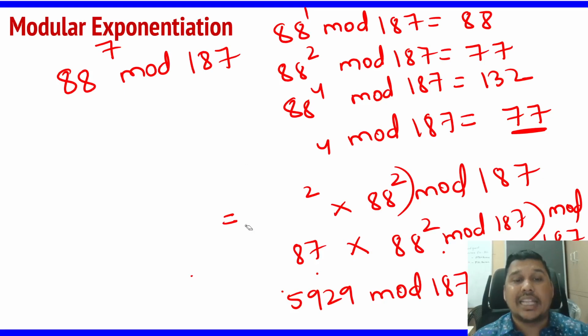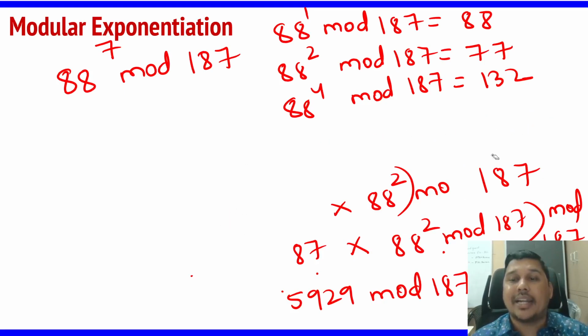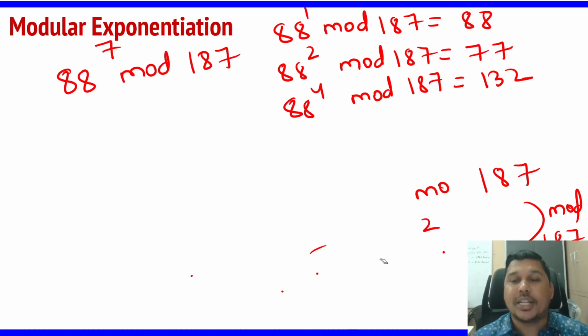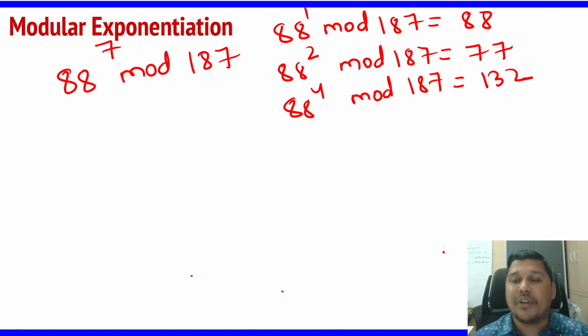See, instead of calculating 88 many times, we are just simplifying it. This may look like a lengthy answer to you. You may think, sir, why can't I calculate using a calculator? I can directly do it. But again, when there are large numbers, it is difficult for us to do. So we can simplify it like this.